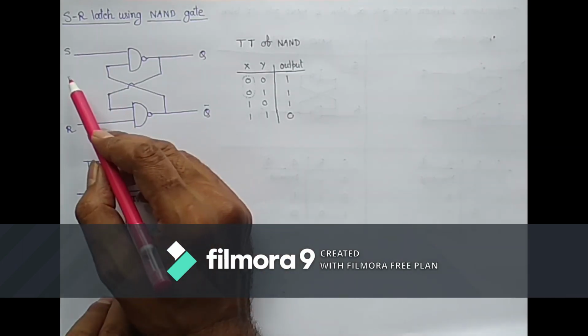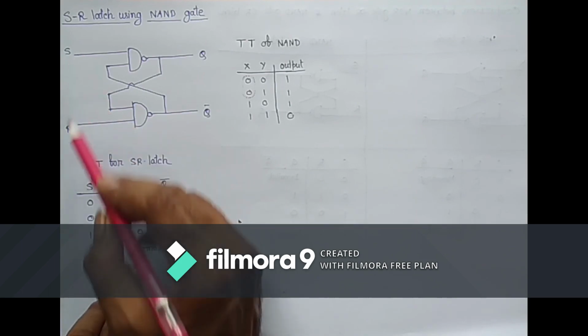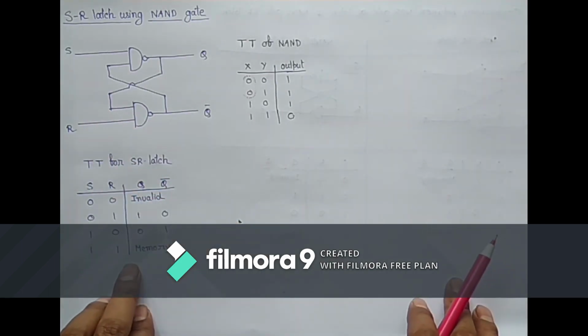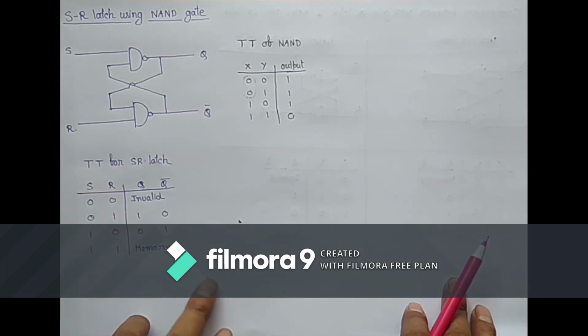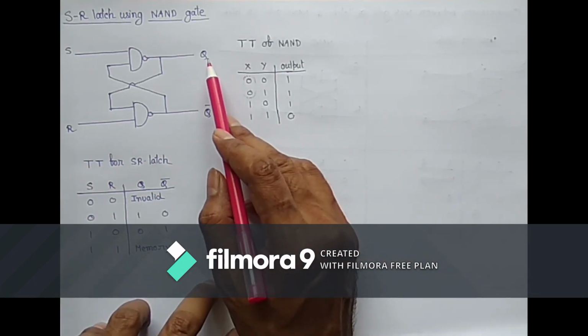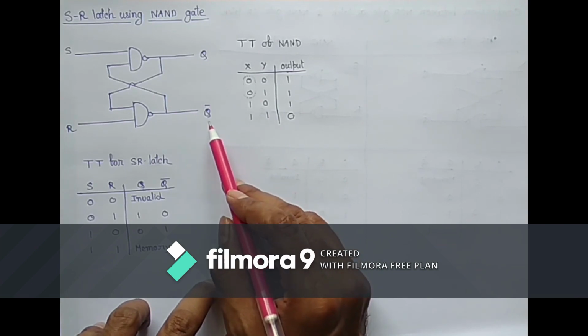So these two pins are S and R. You know that S means set pin and R means reset pin, and these are two outputs, Q and Q complement.